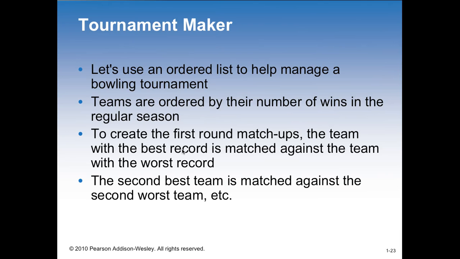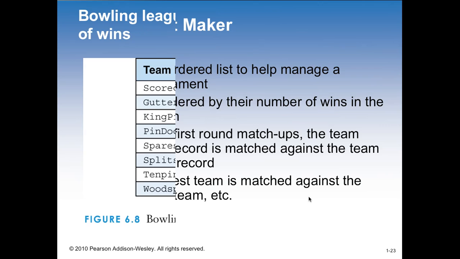So let's go through a little example and put this into practice. We're going to come up with a list for a tournament maker. So we're going to use an ordered list to help manage bowling tournaments. We have a bunch of bowlers that we're going to put into teams, and now we're going to manage the different lists of teams. So we have teams that are ordered by their number of wins in the regular season, and we're going to create our first round matchups where the team with the best record is matched against the team with the worst record. Of course, the team with the best record is probably going to win. And the second round is going to be matched against the second worst team, the third worst team, until we get to play themselves eventually, probably, whoever's left, depending upon who loses.